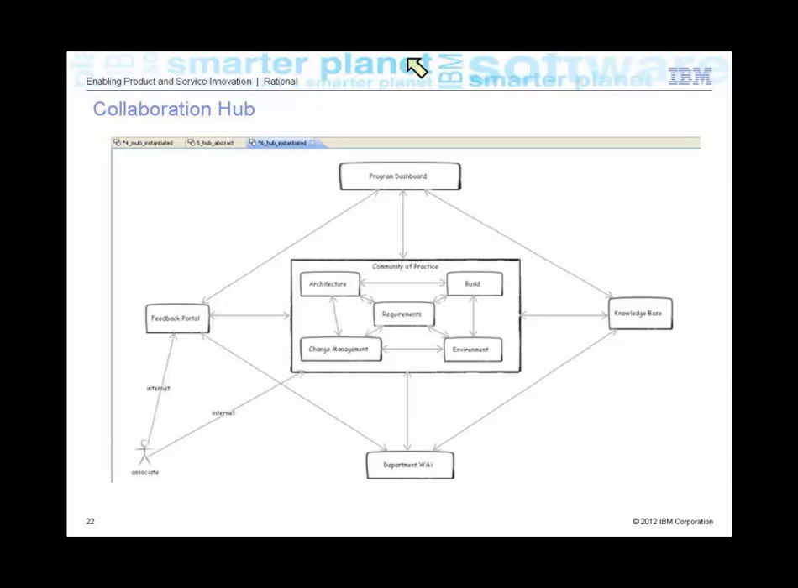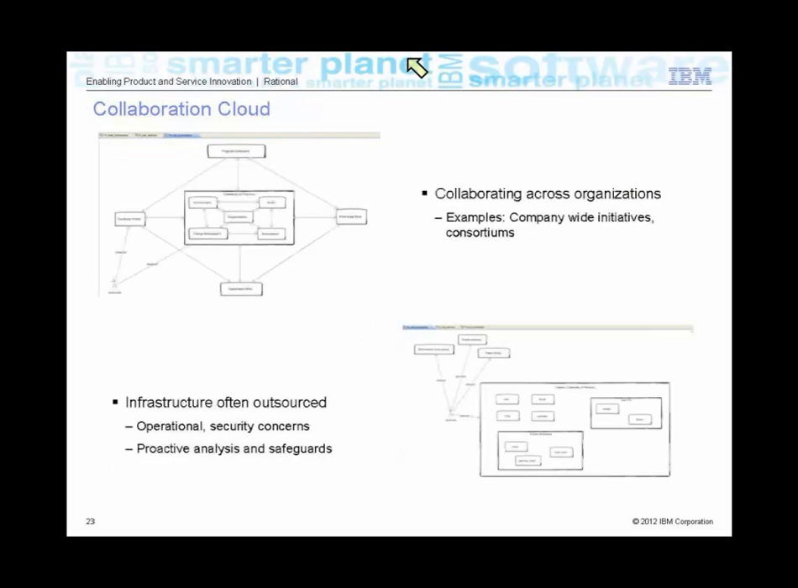But there's a little bit more here, right? At the very beginning of the slides I showed, there are different levels of models. I started from a simple collaboration model and went to a complex hub. But what happens as you start to collaborate across organizations or work on company-wide initiatives? That's where I started exploring what it means to be part of a collaboration cloud, right? So you're collaborating across organizations.